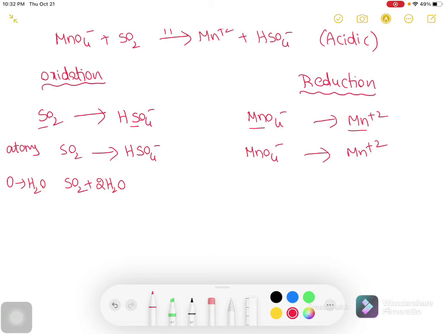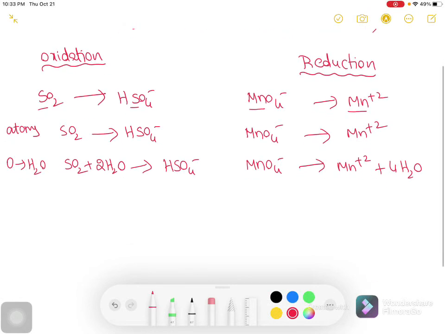It depends on the number of oxygens. Left side 2 oxygens and right side 4 oxygens, so the left side is 2 oxygens less, and we balance using H2O. And if you go to the reduction reaction, MnO4 minus has 4 oxygens, Mn plus 2 has no oxygens. So the right side is 4 oxygens less, so we have to balance those 4 oxygens by using 4H2O. Right, this is oxygen balancing.